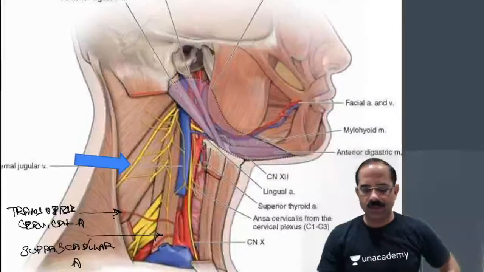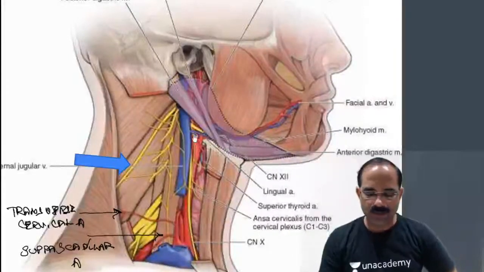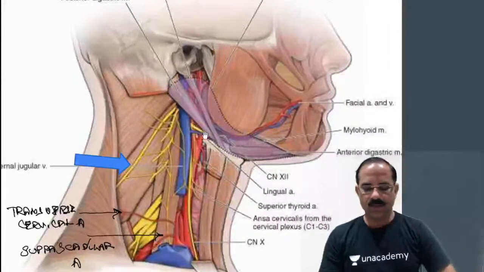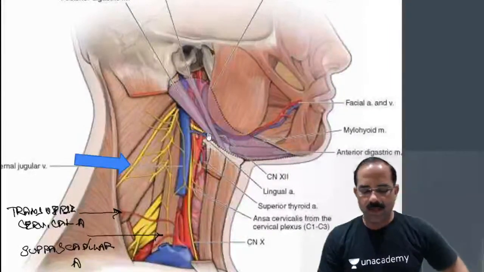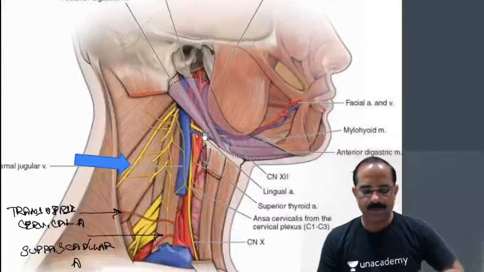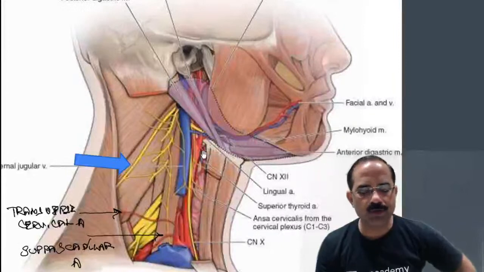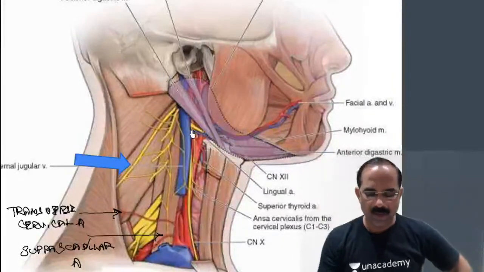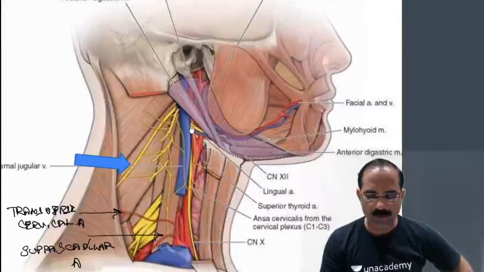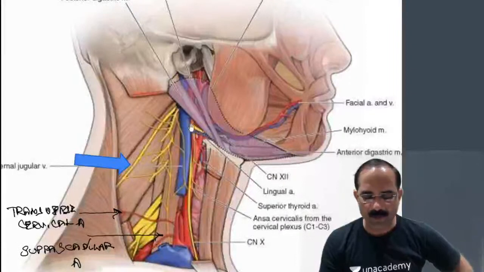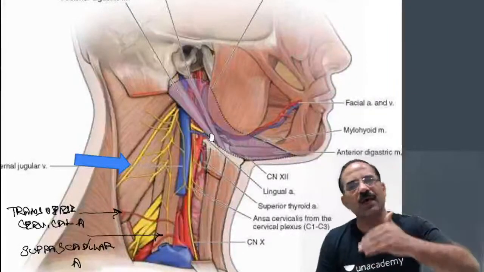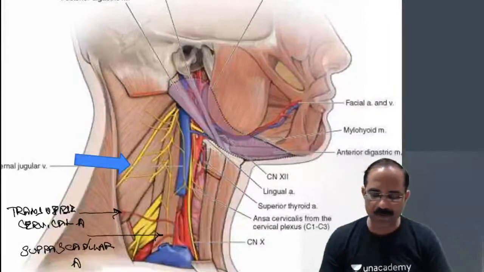This is perfect, students. Tell me, what is this structure? Come on, students, answer. Be quick. This is the hypoglossal nerve. Okay, that's a hypoglossal nerve. And this hypoglossal nerve is going to supply the tongue.